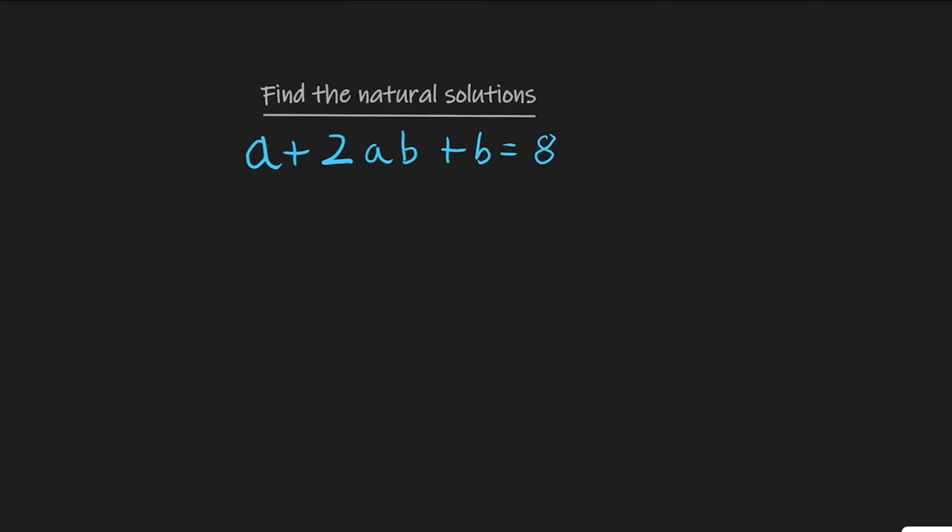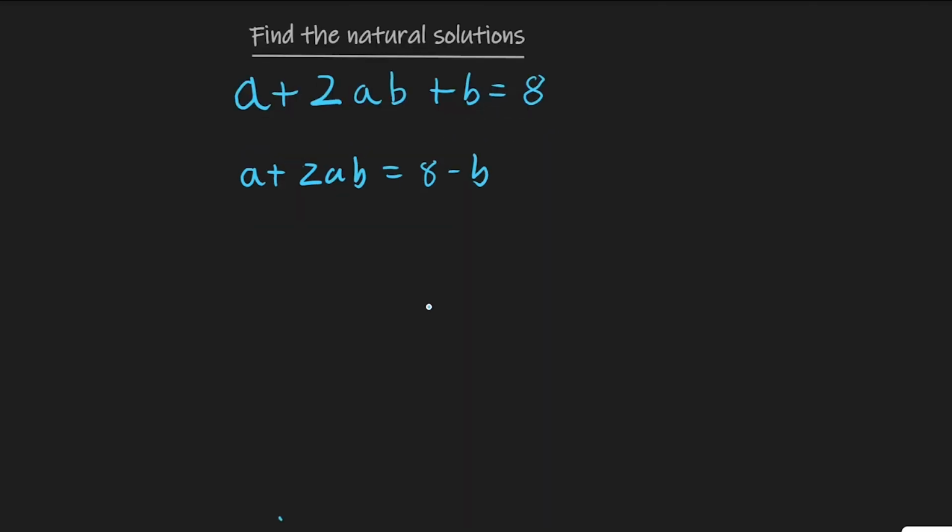So first I will rewrite this equation, and I'll rewrite it by saying a plus 2ab equals 8 minus b. And then we can rewrite it again to say a(1 + 2b) equals 8 minus b. Alright, and we can use the brute force way. Now remember, we're going to find the natural solutions, and I am assuming that 0 is a natural number. So we can brute force test the possible solutions.